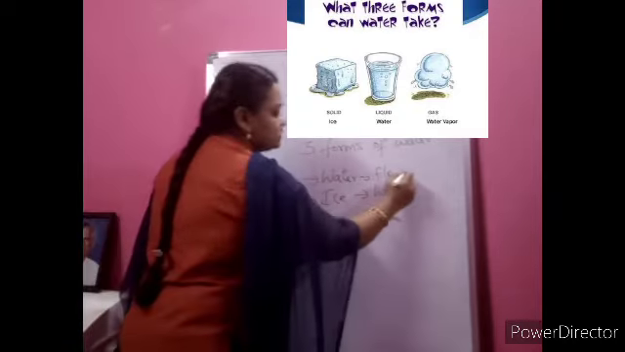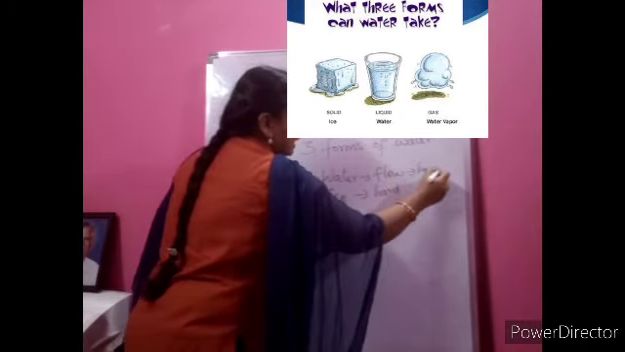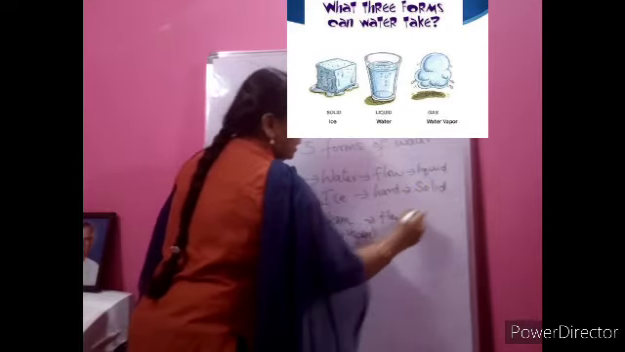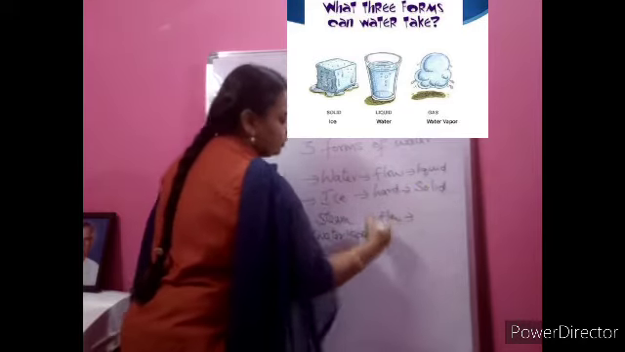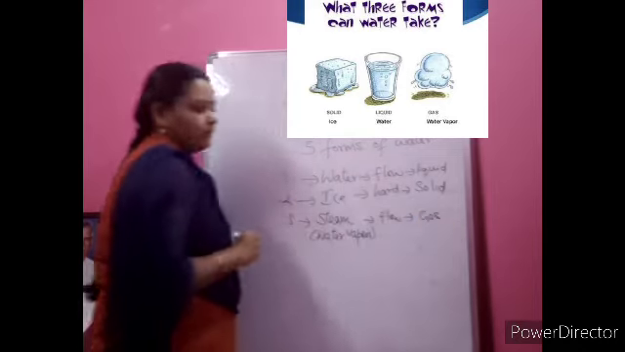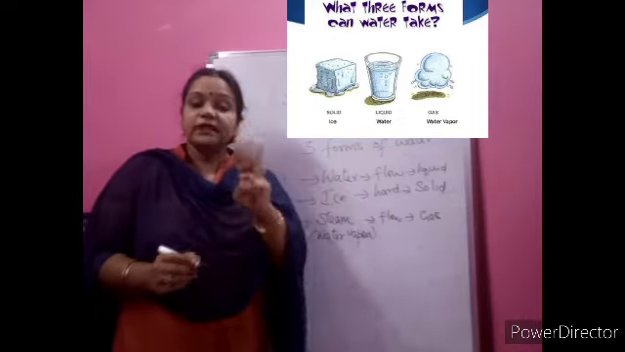So this water which is flowing, what is it, children? It is the liquid. Yes, and that which is ice and hard is the solid state of water. And steam or water vapor, both are the same, that is the gaseous state. It's the gas form of water. So now, water can exist in three different forms.